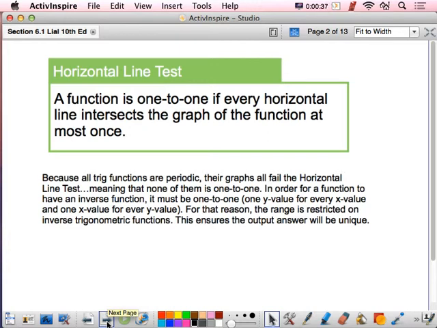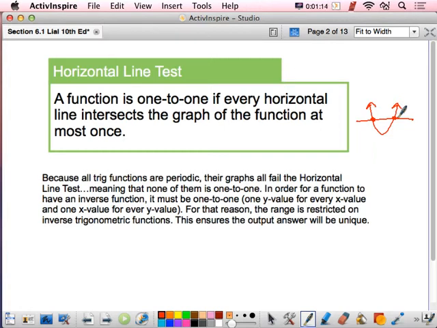Remember that the horizontal line test tells us that a function is 1 to 1. That means that every x has exactly one y value and every y has exactly one x value. And we can tell by looking at the graph if it passes both the vertical and horizontal line test. Make sense? So for example, a parabola is a function because it passes the vertical line test, but it doesn't pass the horizontal. The horizontal line test fails, and that tells us that the inverse is not a function.